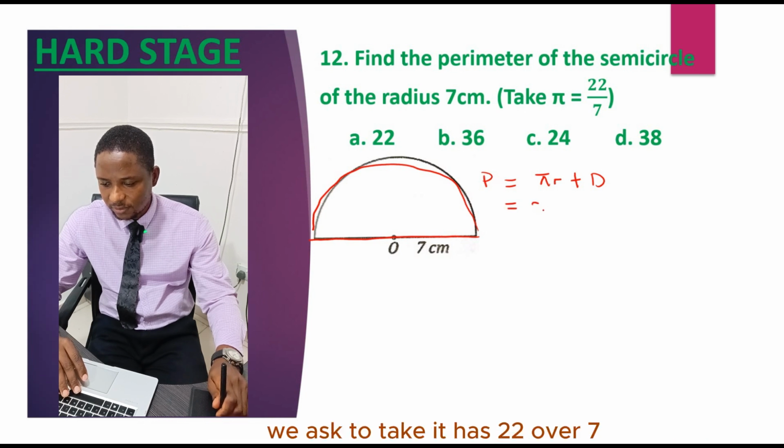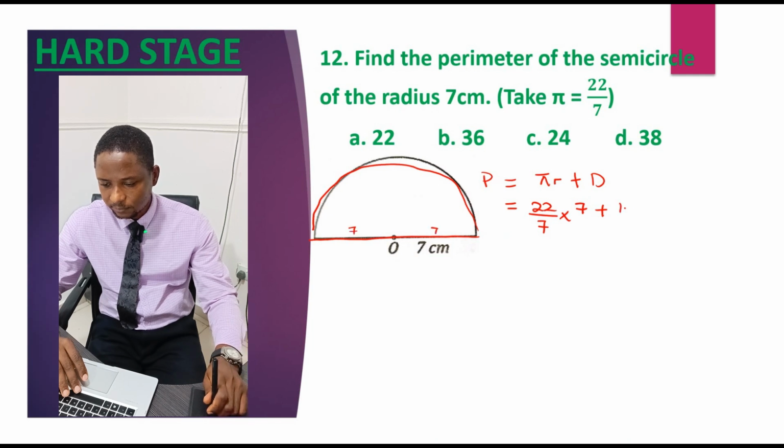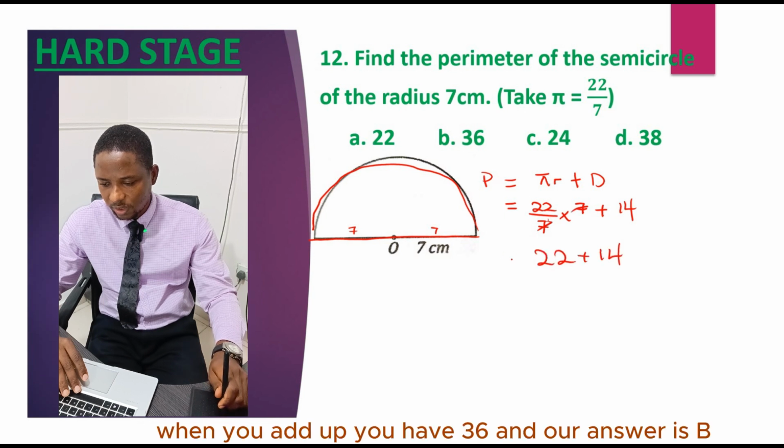Semicircle. So pi, we have to take 22 over 7, as pi r is 7. And then d is 7, another 7 here, that's 14. So 7 cancels 7, you have 22 plus 14. When you add up, you have 36. And our answer is B.